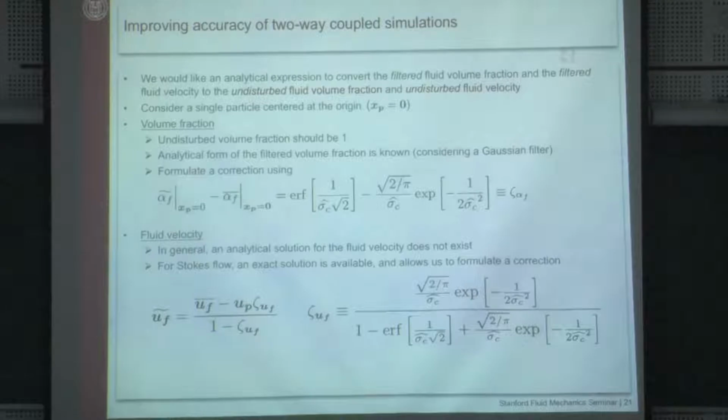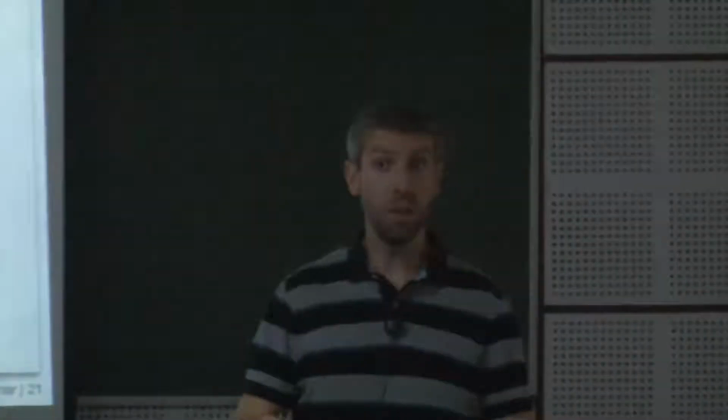So our volume fraction also needs to be corrected. Well, as far as volume fraction is concerned, we know everything about how our own particle ended up modifying the field of particle volume fraction. We know that analytically. It was obtained from an explicit filtering process. So we can subtract that.